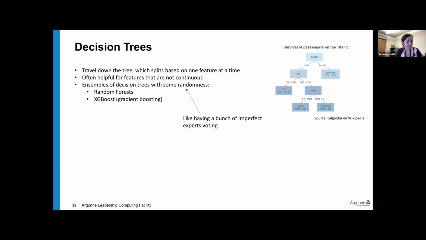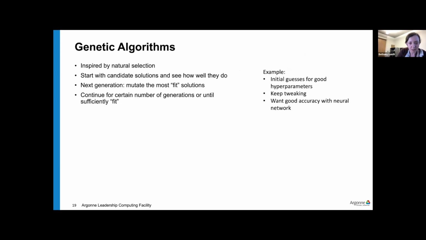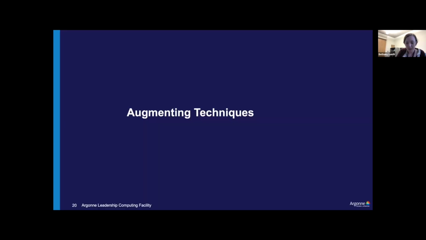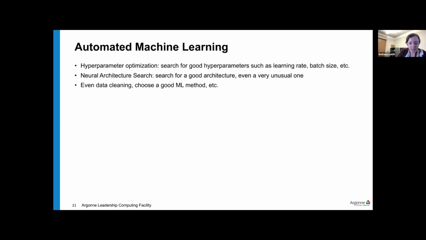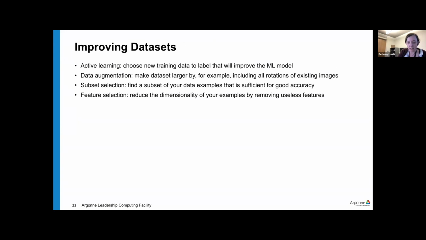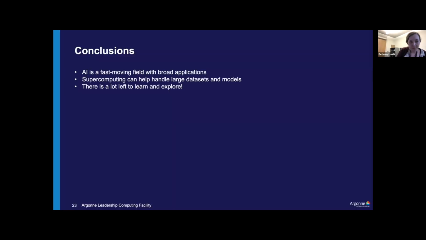Okay, we're running a little low on time, so you can check later if you want. I talked a little bit about genetic algorithms and some other approaches to help you in your machine learning, like automated machine learning and improving your data set. So in conclusion, AI has a lot of applications and lots of new methods. Supercomputing can help you with your large data sets and models, and there's a lot left to learn and explore after this training series.